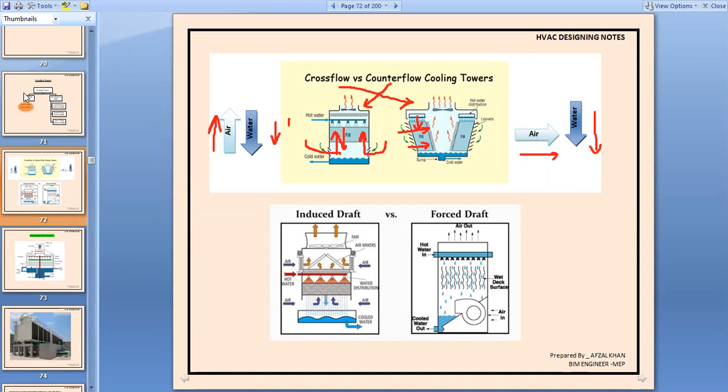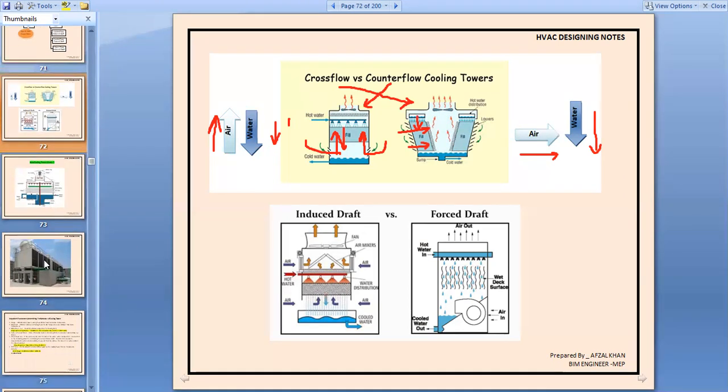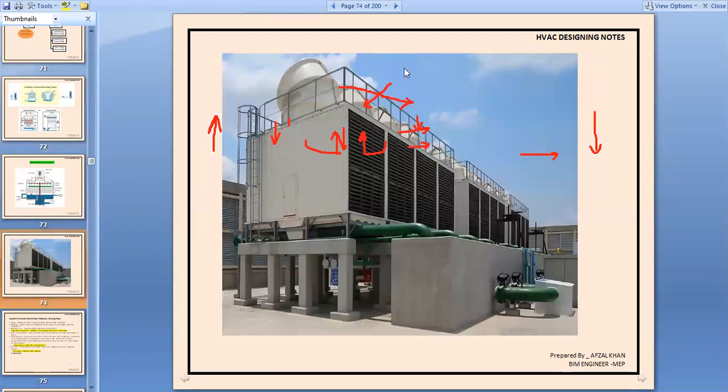Now, one thing I'll ask you. Just look at this particular picture, and the first question is: is this induced draft or is it a forced draft?